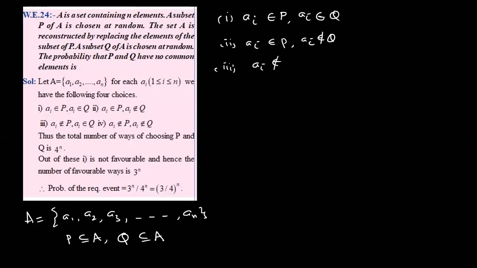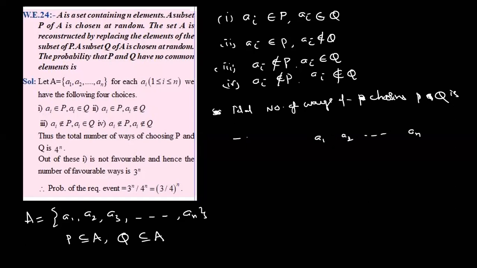So in this case, see, case 1: choose any one element, I'm taking Ai. Ai belongs to P and, suppose, belongs to Q. Case 2: I'm talking about any particular element, Ai belongs to P, may not be in Q. Third case: Ai doesn't belong to P, Ai belongs to Q. Fourth: does not belong to P, does not belong to Q.